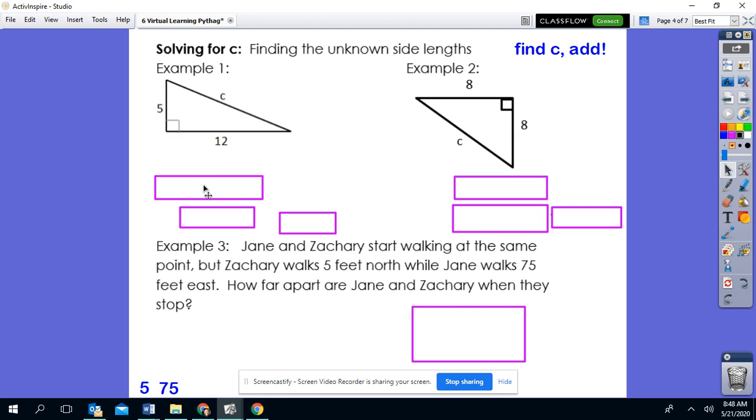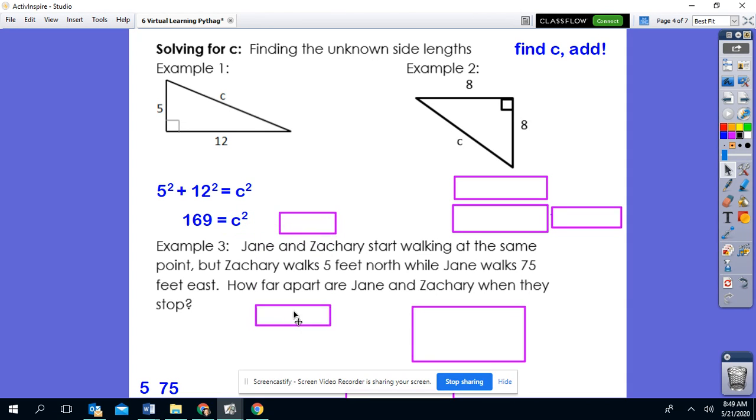So I would set that up as 5 squared, because I take one of the legs and square it, A squared, plus B squared. So I'm going to use 12 as our B, so that would be 12 squared. And then what we want to find is C squared, or C eventually. So I want to start simplifying. I'm going to square 5, I get 25. I'm going to square 12 and I get 144 because I know my perfect square numbers. When I add that together, I get 169, and that gives me C squared.